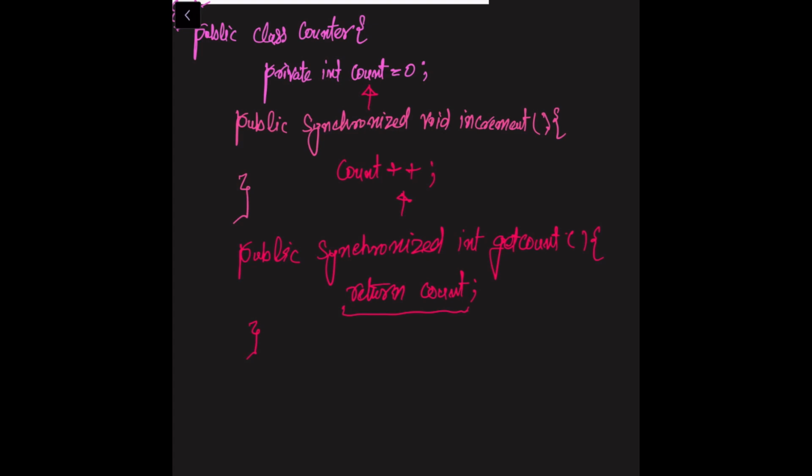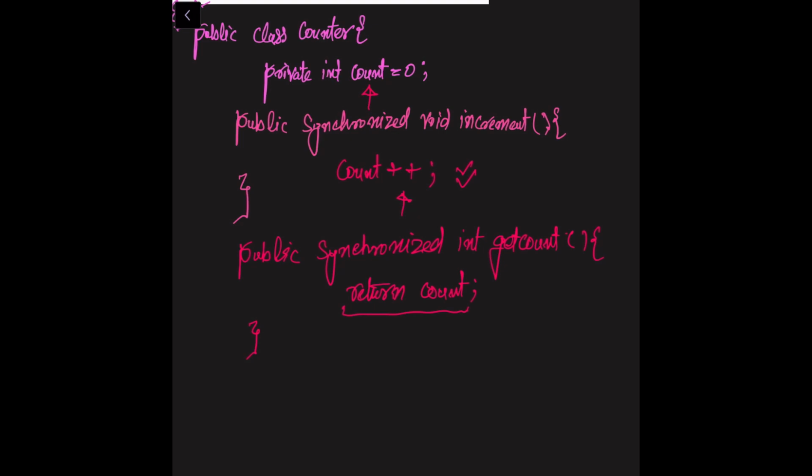What happens here, incrementing the count: when one thread calls the increment method, it locks the counter object. No other thread can call the increment method or getCount on the same counter object until the first thread finishes. And the getCount method, for knowing the value of count: when one thread calls getCount, it also locks the counter object.